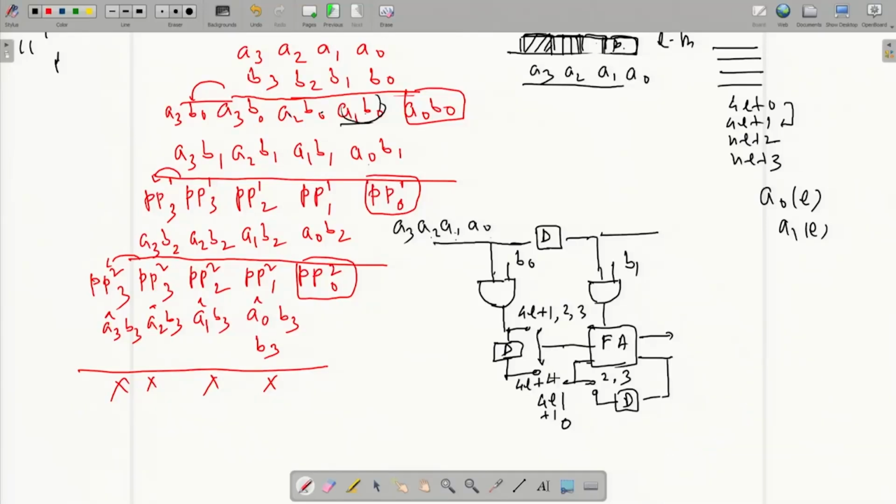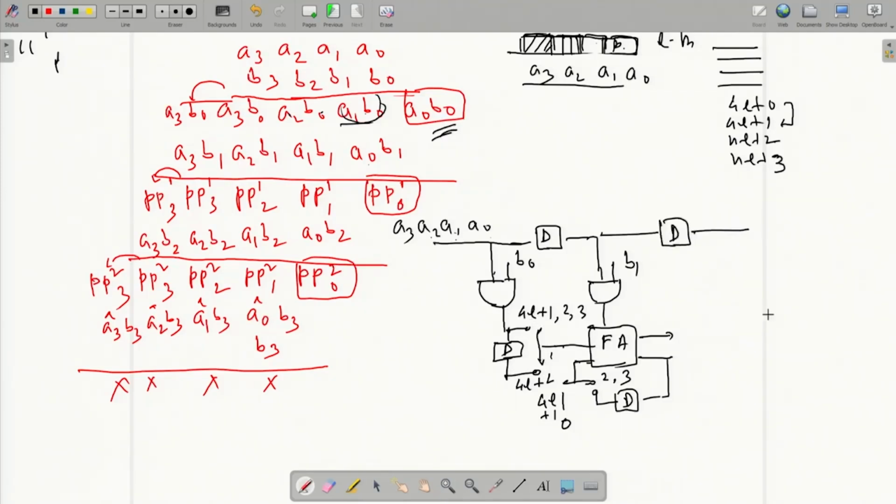Remember, 4L plus 4 is nothing but 4 into L plus 1 plus 0. So, for the L plus 1th cycle, the next cycle is the 0th. At that time new A0 should come, because L plus 1 is the 0th bit cycle. But my switch is moving here, not here. So, even if new A0 dot B0 is formed here, that will not go into the full adder. That is how we are ignoring this.